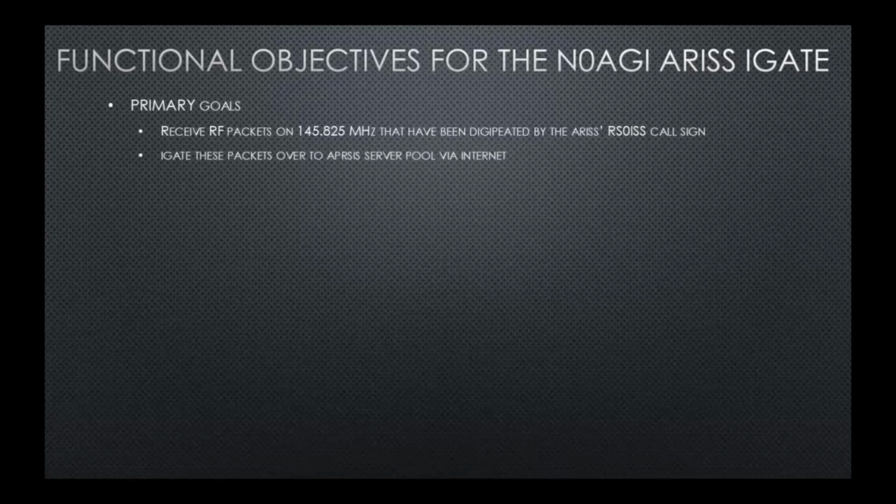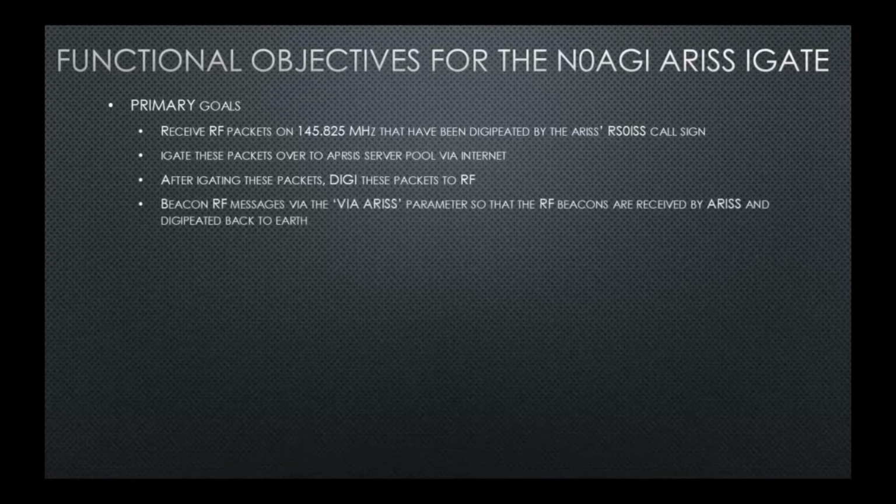Once I receive those packets, I want to be able to take those packets and then IGATE only those packets to the APRS-IS server pool via internet connectivity. And once I IGATE those packets, I will now want to digipeat them back to RF. And last but not least, I want to be able to send recurring beacons over RF using the via ARISS parameter in my beacon. The reason why that is important is because I want beacons to be received by the International Space Station's digipeater and digipeated back to the Earth.